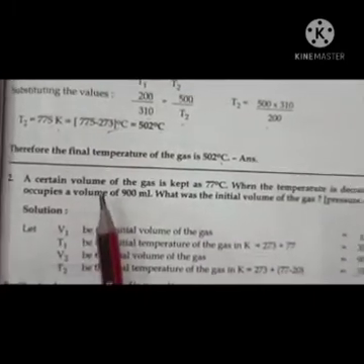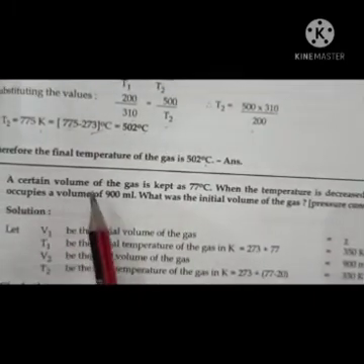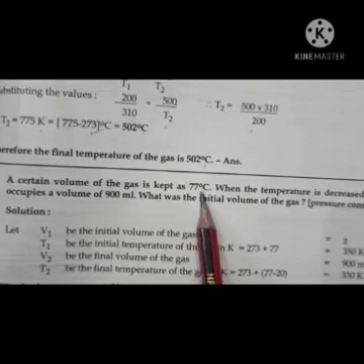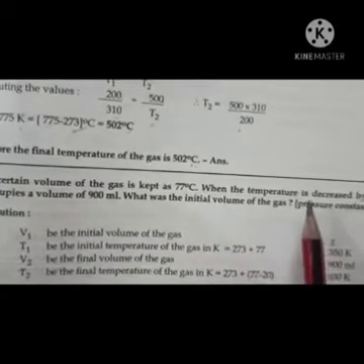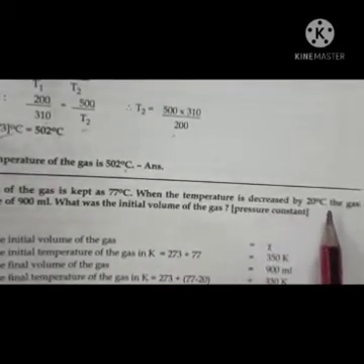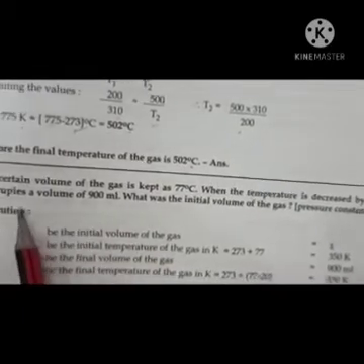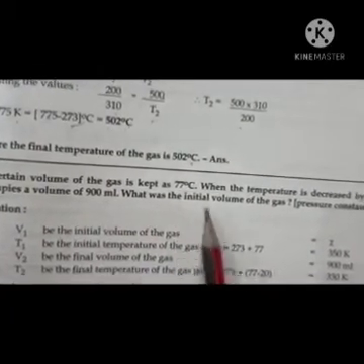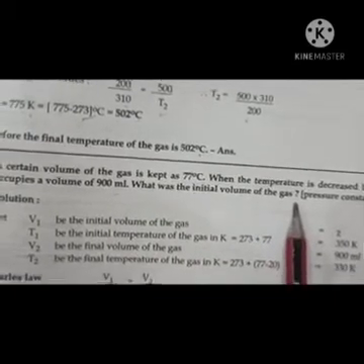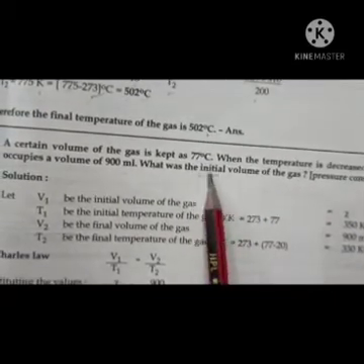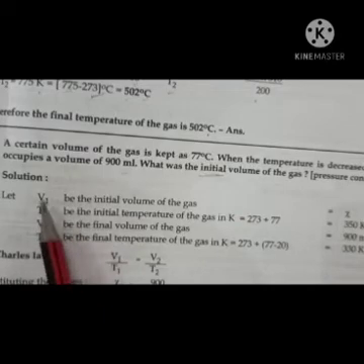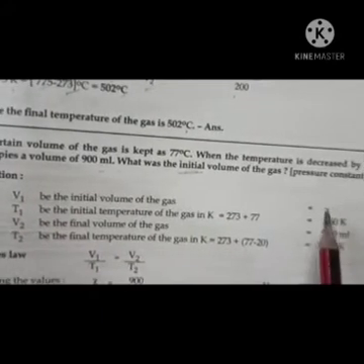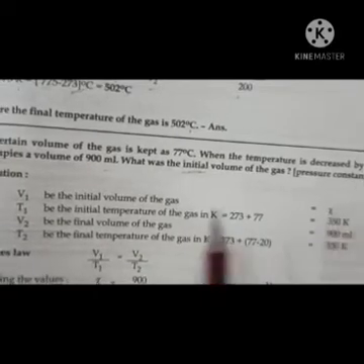Now one more numerical. A certain volume of the gas is kept at 77 degrees Celsius. When the temperature decreases by 20 degrees Celsius, the gas occupies a volume of 900 ml. So what was the initial volume of the gas? Means here you have to find out the initial volume, right? So let the initial volume be V1. You just write down, maybe it is X.